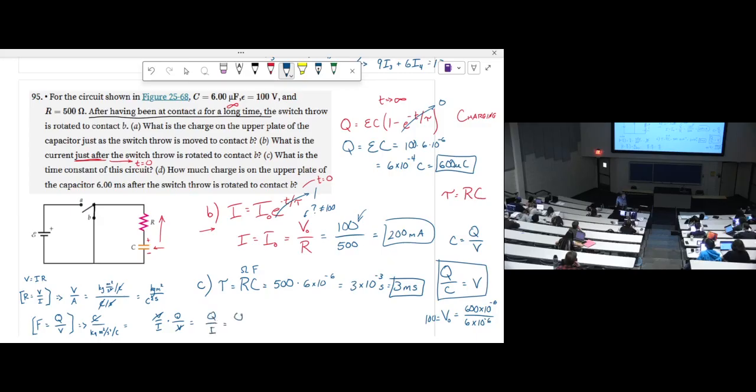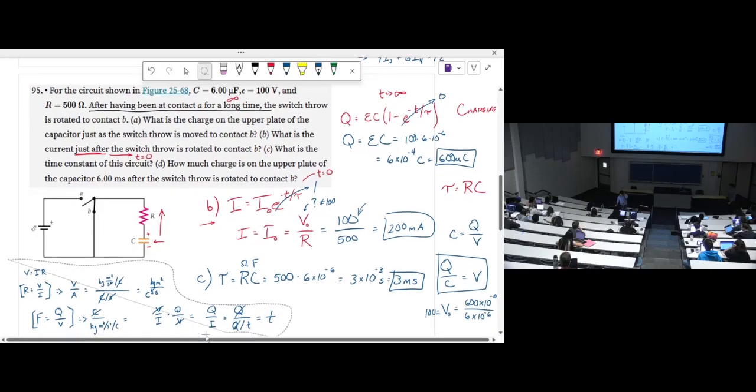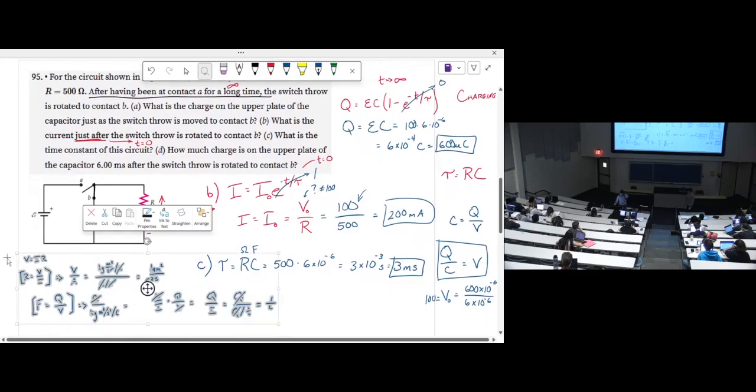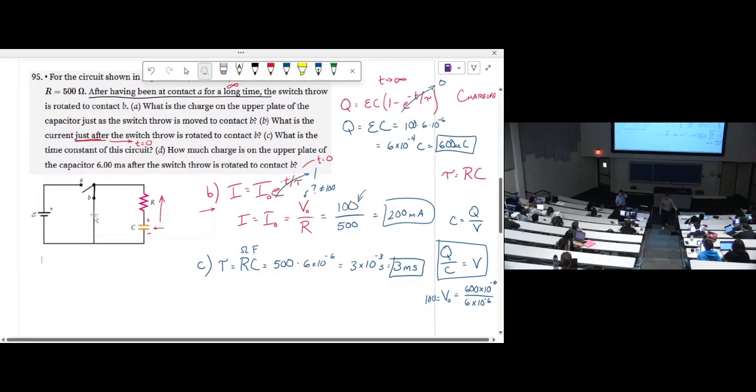And I is equal to Q over time, right? So I've got that, and then 1 divided by time gives me time. So that's where seconds comes from. That took me a lot longer to get there than it should have, but I should have been prepared for that question. Okay, part D.